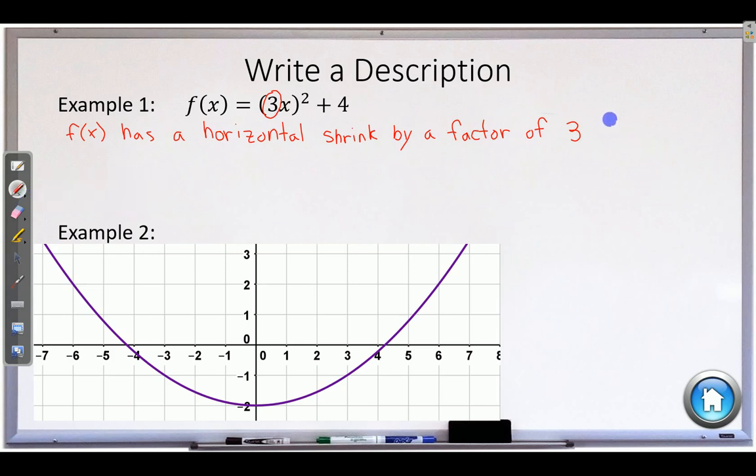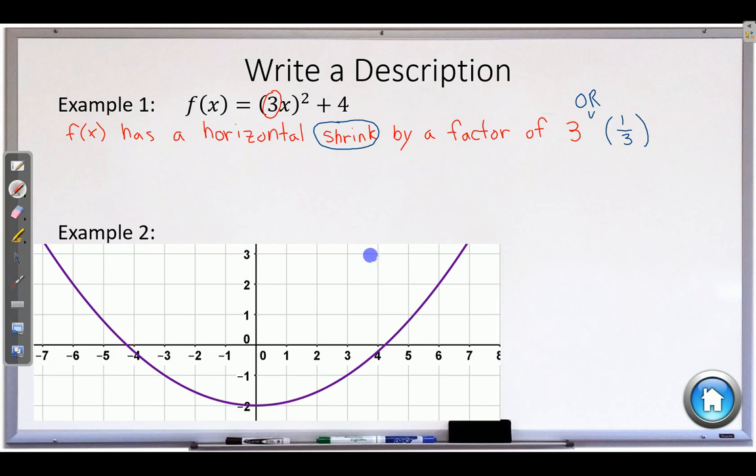But there are a lot of people that also believe you should not say 3, because the big number makes you think bigger things. It makes you think stretch. So a lot of people want you to turn that into a fraction and say that is a horizontal shrink by a factor of 1/3. I'm kind of okay with both. I think linguistically they are both clear, personally, as long as you have this word here, shrink.